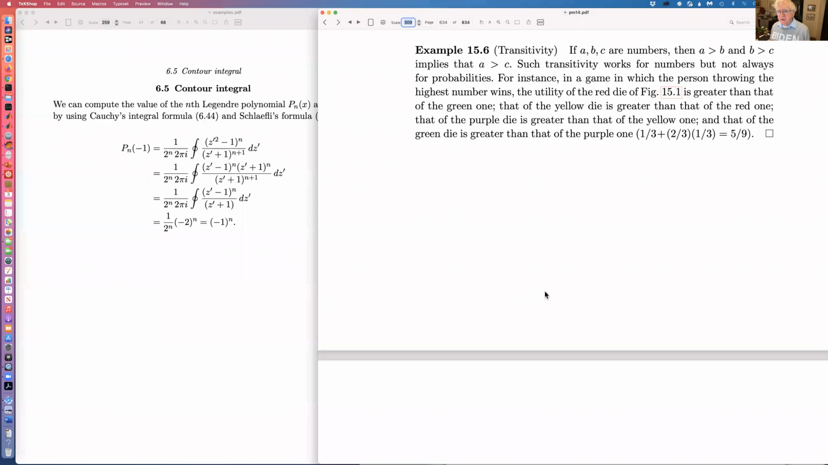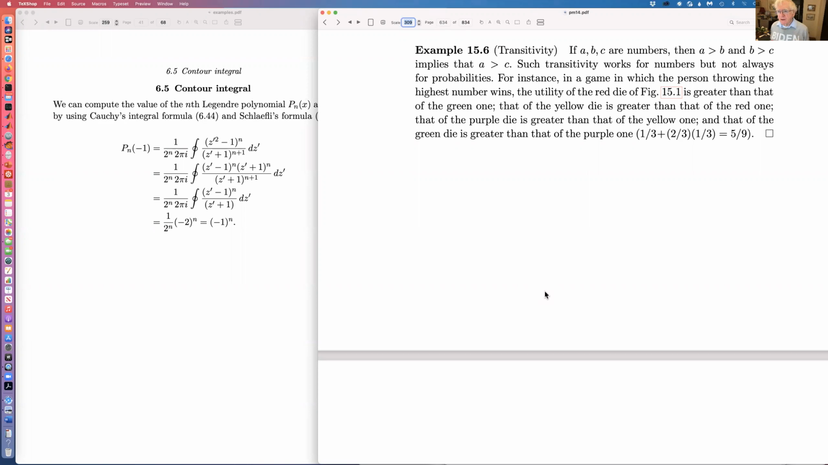Suppose A, B, C are numbers, and of course, if A is greater than B and B is greater than C, then A is greater than C. So that works for numbers. Of course, it doesn't really apply to complex numbers because complex numbers aren't normally ordered. And it also doesn't always work for probability.